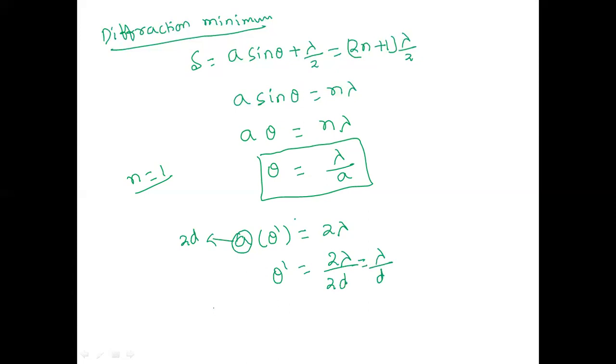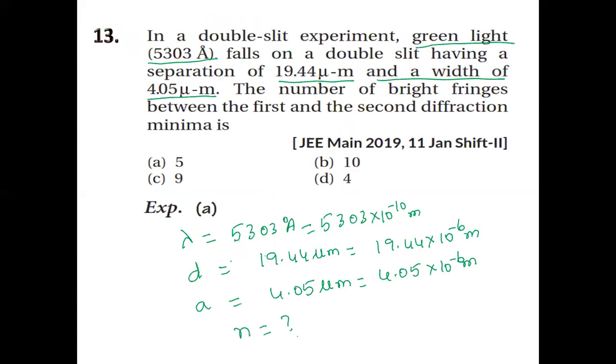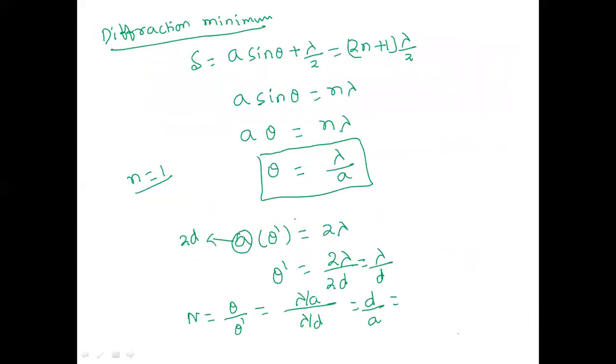So the number of fringes between the first minimum and second minimum is theta by theta dash. That is lambda by A by lambda by D, that is nothing but D by A. D they gave as 19.44 and A as 4.05, both in micrometers, so 19.44 by 4.05 into 10 power minus 6.